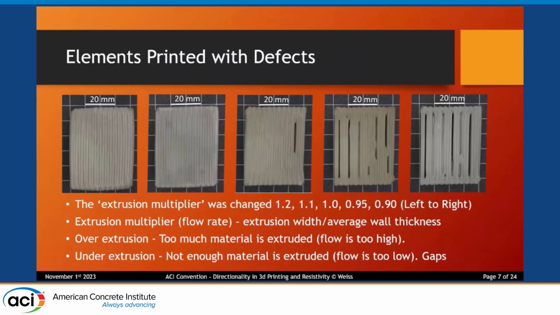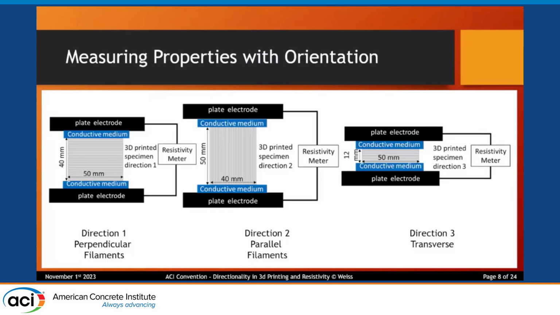Now, this is an extreme case going from way too pushed together to where we know we're going to have gaps in between the printed layers. So again, over-extrusion, too much material is flowing out, so there's more material coming out of the nozzle than can be effectively placed. And then under-extrusion is when we have some of those gaps.